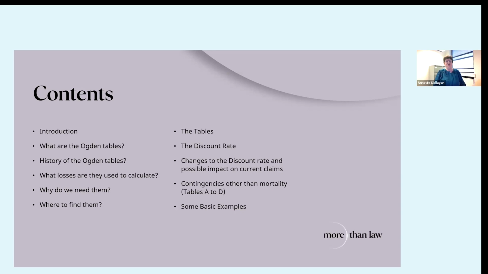So we're going to go through what the Ogden tables are, a bit of the history and background, what losses they are used to calculate, why we need them, and where to find them. I'll go through the tables themselves. Then I'm going to talk a little bit about the discount rate and the upcoming changes, because that's very important. Then a short talk on contingencies other than mortality. And at the end, there are some basic examples for you to have a look at.